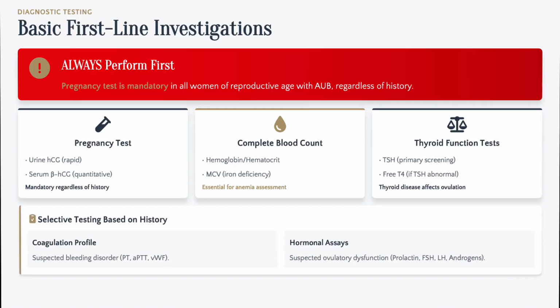You can do selective testing based on history, like coagulation profile, if the history leads to a coagulation problem. You can do hormonal assay if you suspect anovulation or ovulatory dysfunction. This will be done by doing prolactin, FSH, LH, or androgen.